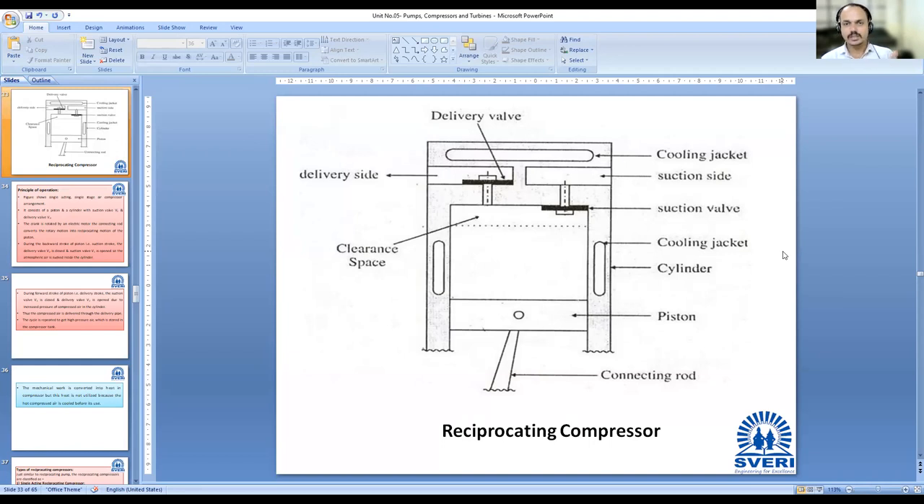But in a pump, the working fluid is liquid. And in the reciprocating compressor, what is the working fluid here? Gas. Gas or air, both are there, but mostly we use gas to compress. We are using this compressor to compress air mostly.